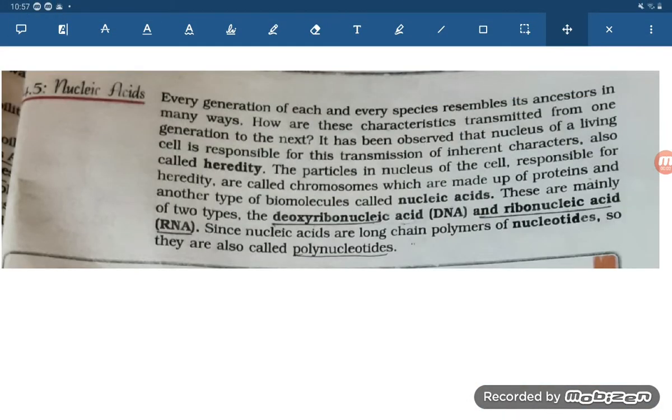Hello students, we are going to understand nucleic acids in this lecture. I have taken this material from the NCERT book, the Biomolecules chapter of Class 12 Chemistry. So dear students, what is nucleic acid?